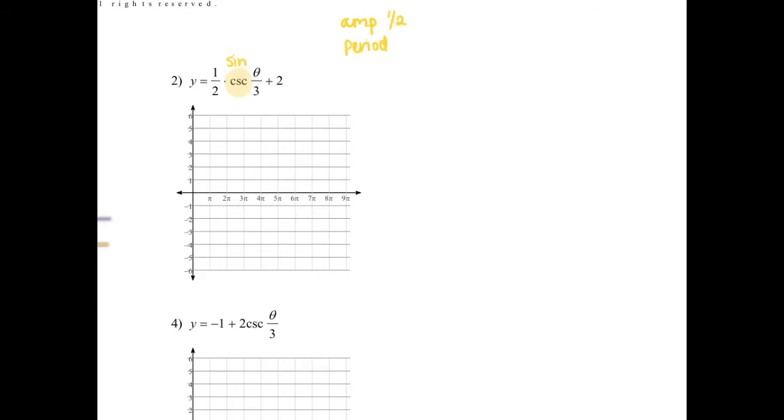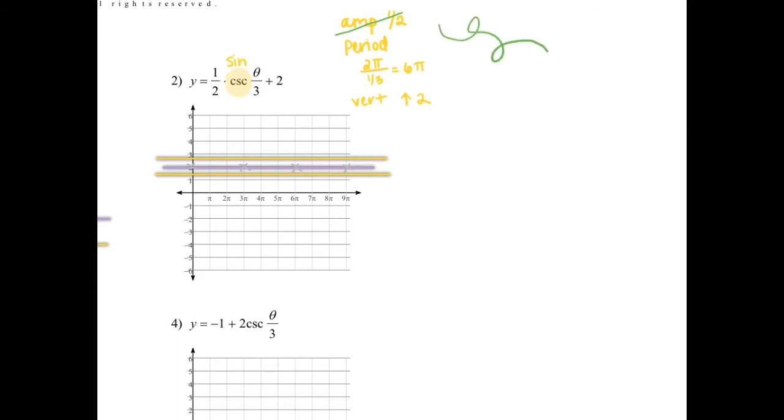Cosecant is going to go along with sine, because remember S's and C's. So I have an amplitude of 1/2, my period is 2 pi over 1/3, which is 6 pi, and my vertical shift is up 2. So we're going to do that visual x-axis again with my asymptotes, and I'm going to go ahead and place my x's. Remember, this time x's are going to lie on the purple line. Okay, so I've got x at 0, 3 pi, 6 pi, as well as 9 pi. This time, my vertical asymptotes are going to lie on the x's.